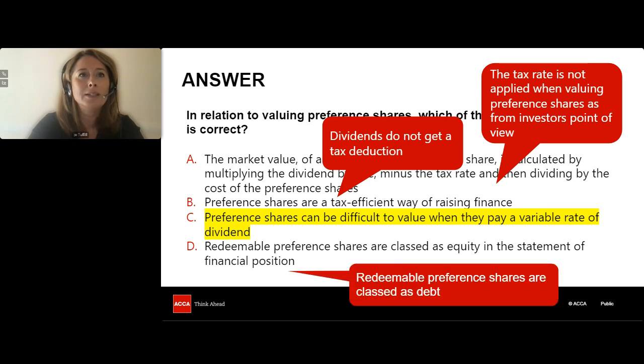And finally, redeemable preference shares are classed as debt. They're not classed as equity. So C is the only one that it could be. I would have done that through process of elimination and therefore come up with C as being the only viable answer.